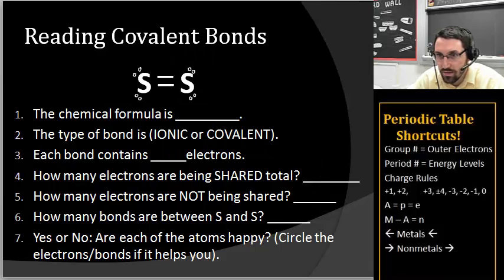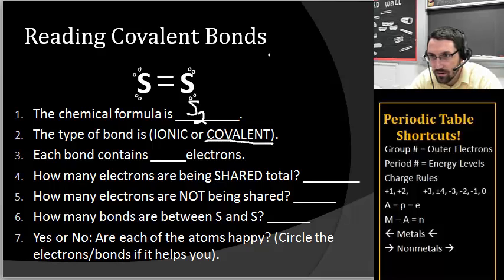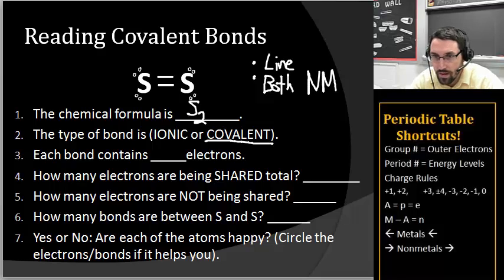The next problem is sulfur combining with sulfur. The formula for this one is going to be S2 because there's 2 S's. We know it's covalent because, again, there's a line connecting the two, and we know that they are both nonmetals. Each bond will contain 2 electrons. We have 2 bonds, so therefore there should be 4 shared electrons. If you look at the other electrons surrounding here, we know that there are 8 other electrons.